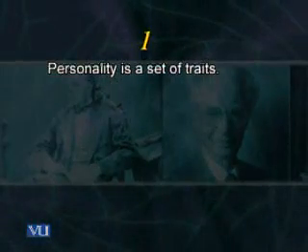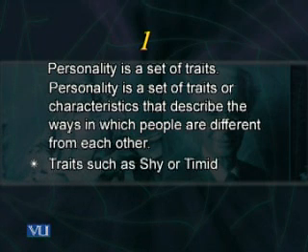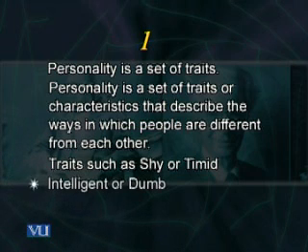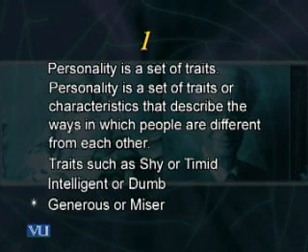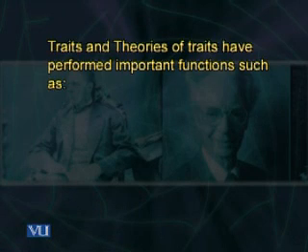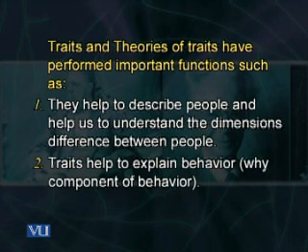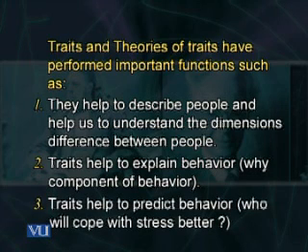So, the first thing is the definition of personality. Personality is a set of traits or characteristics that describes the ways in which people are different from each other. Traits such as shyness or timidness, being intelligent or being dumb, being generous or being miser, being talkative or being quiet. Traits and theories of traits have performed important functions. Number one, they help to describe people and help us to understand the dimensional differences between people. Number two, traits help to explain behavior, the why component of your behavior. Number three, traits help to predict behavior, who will cope with stress better.